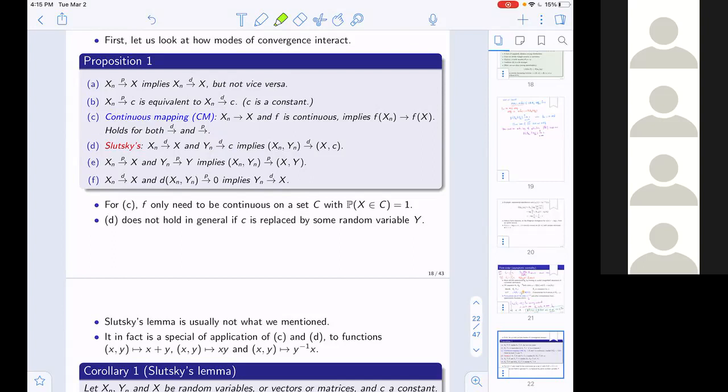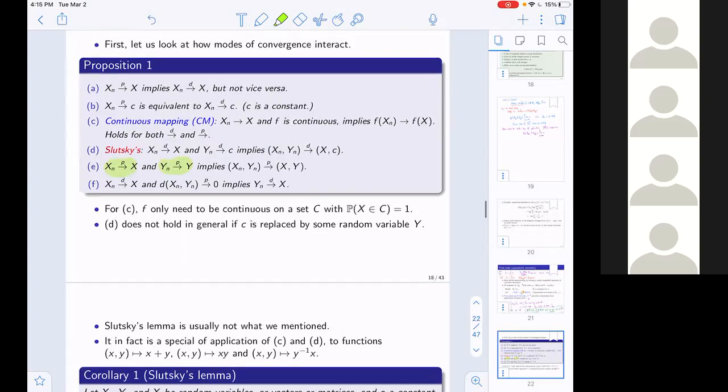Part E says, however, for convergence in probability, if you have convergence in probability for two sequences and you concatenate them, the result is going to converge in probability. So this doesn't have that limitation. So you can also see that in that sense, convergence in probability is quite strong, stronger than convergence in distribution.